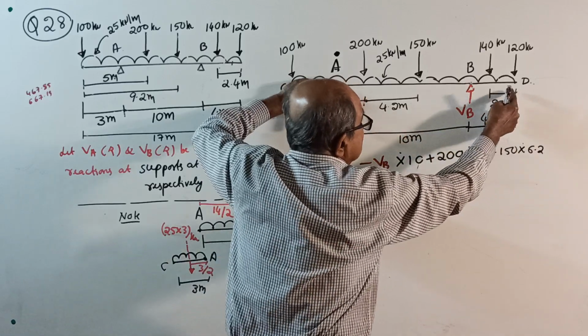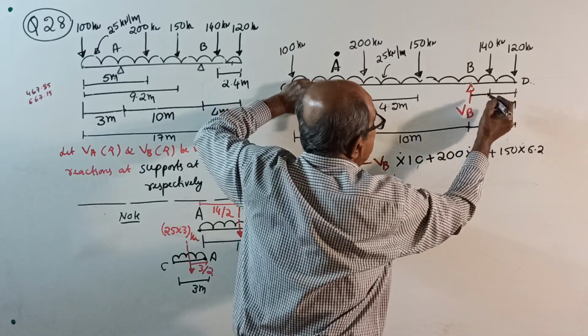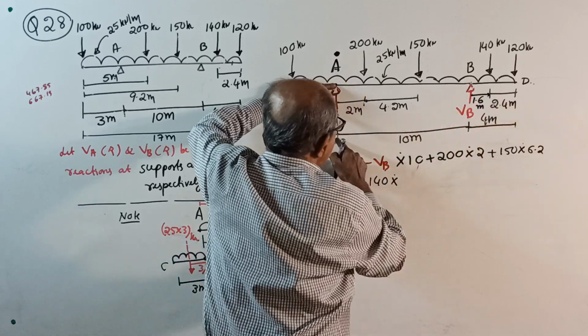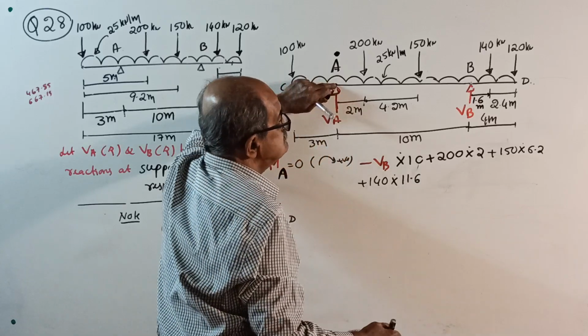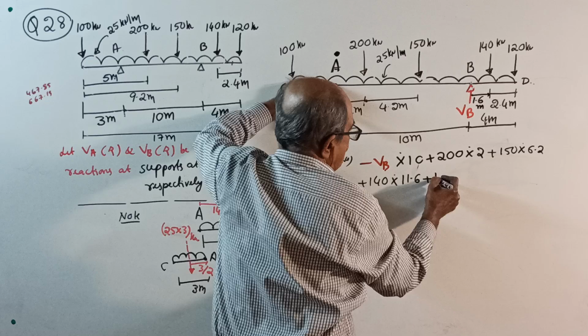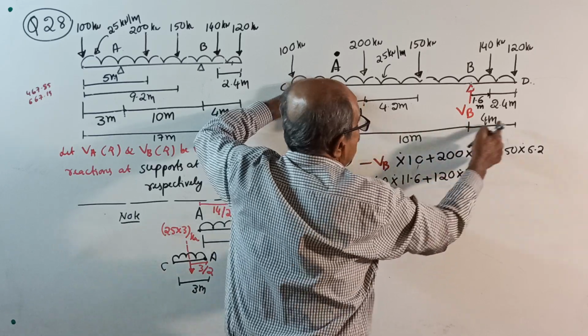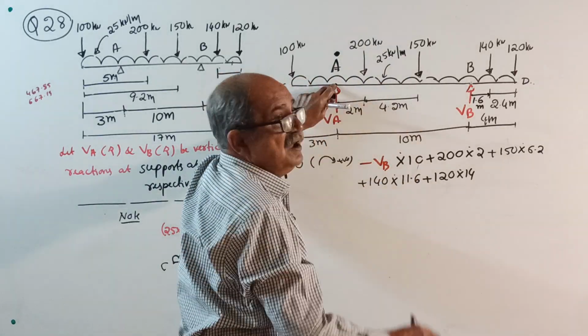From 14, subtract 2.4. Or you can do one thing, you write the distance, how much it is. If it is 2.4, it is 1.6 meter if you want. So 10 plus 1.6 is 11.6. Okay, then plus 120 into 14. All these are point load into distance.